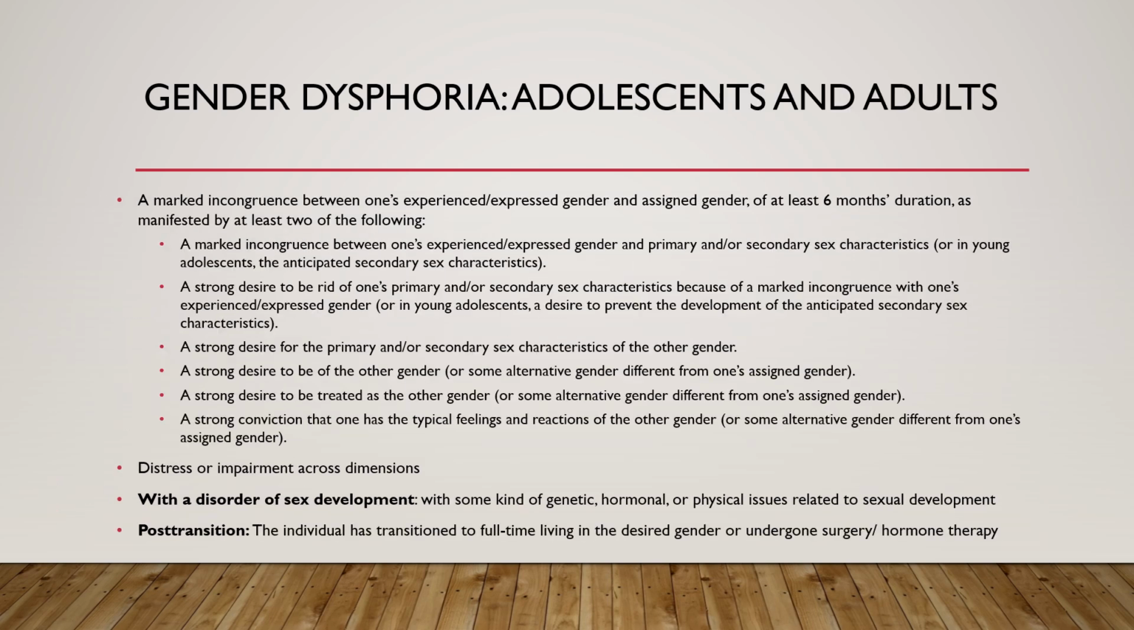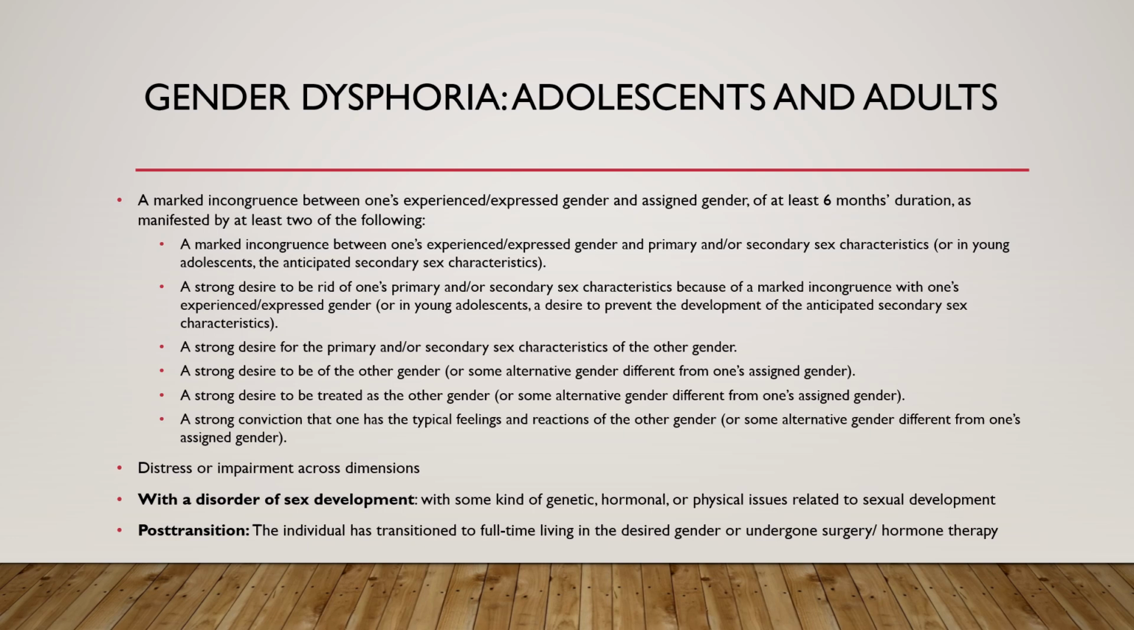Now, in adolescents and adults, we see the criteria are somewhat different. So here, again, we have the incongruence between sex assigned at birth and experienced gender for at least 6 months. You only need 2 criteria here as opposed to 6 when it comes to children. So here it's incongruence between those gender experiences and sex characteristics. Strong desire to be rid of your own characteristics because of this incongruence. Strong desire for primary, secondary characteristics of the other gender, desire to be the other gender, to be treated as the other gender, and conviction about these feelings.